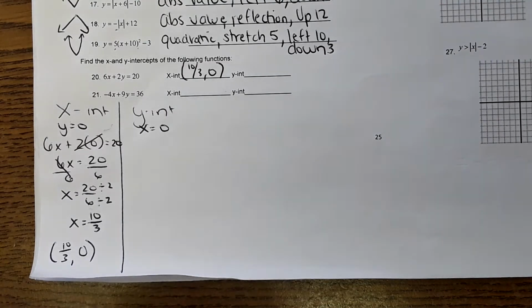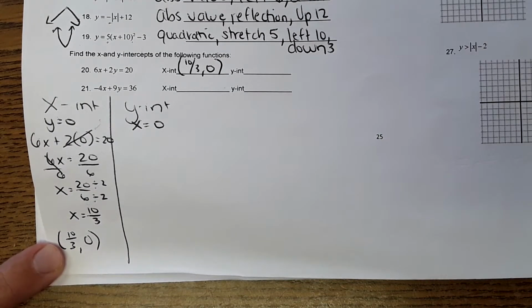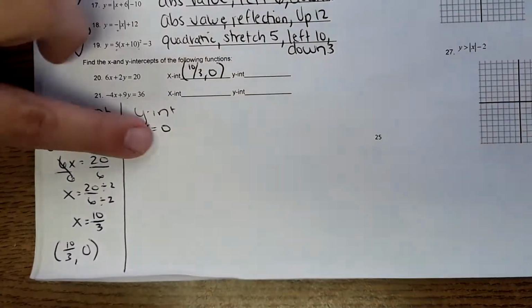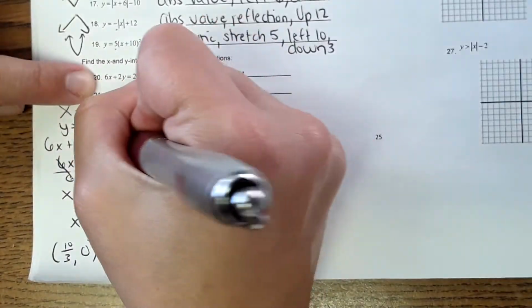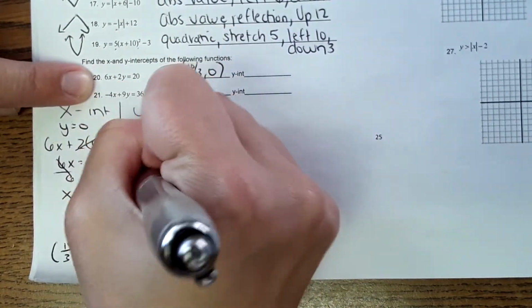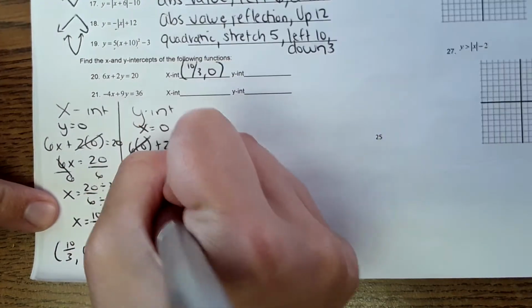Does it have to say a mixed number? It doesn't matter. Okay. I mean, it'd be easier to visualize it if it was a mixed number, so it'd be 3 and 1/3. Yeah. And then for y-intercept, same idea, we're just putting in 0 for x, so 6 times 0 plus 2y equals 20. 2y equals 20, so y equals 10, and then your coordinate would be 0, 10.